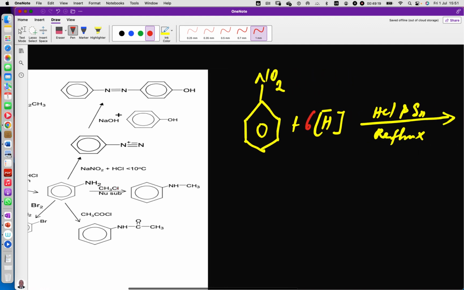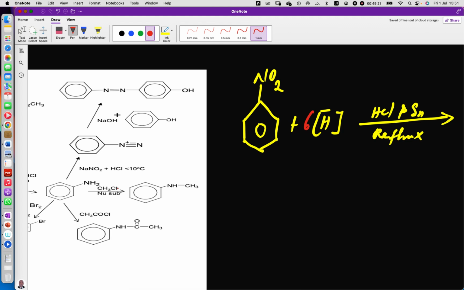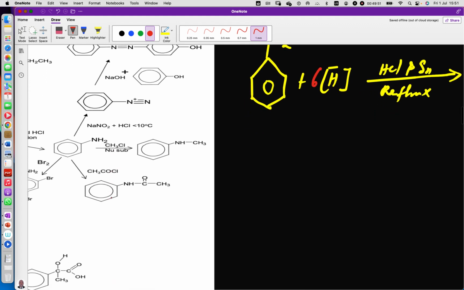So when we have phenylamine, remember that there can be what we call nucleophilic substitution, by substituting one of the hydrogens here, with chloromethane. It will undergo a substitution reaction. Now again, the phenylamine can react with an acid chloride.